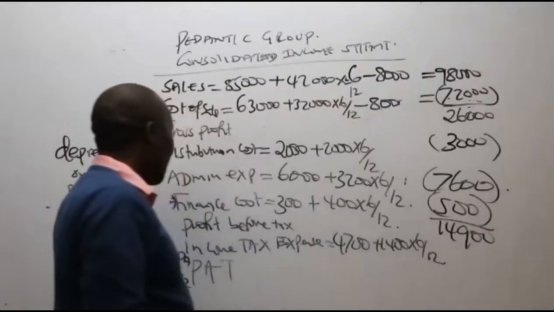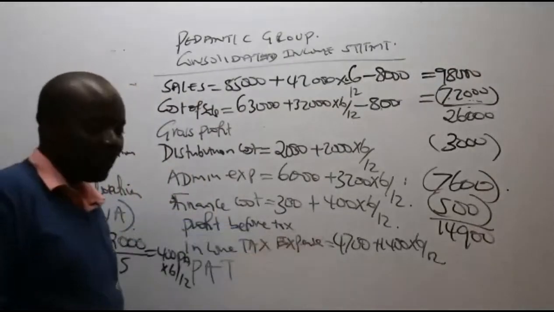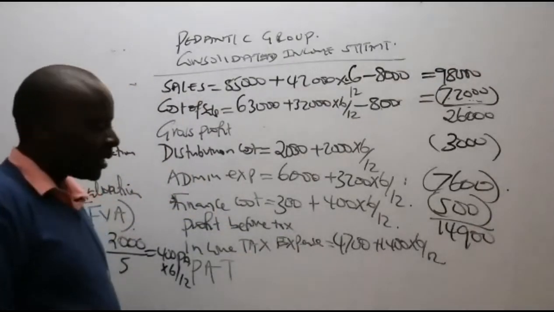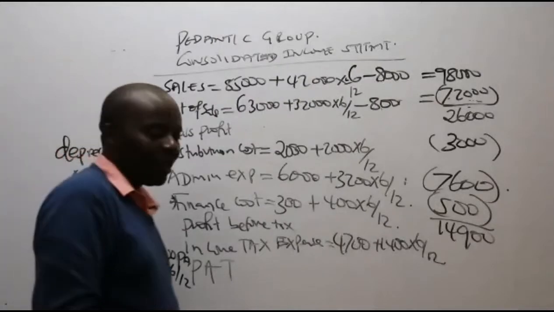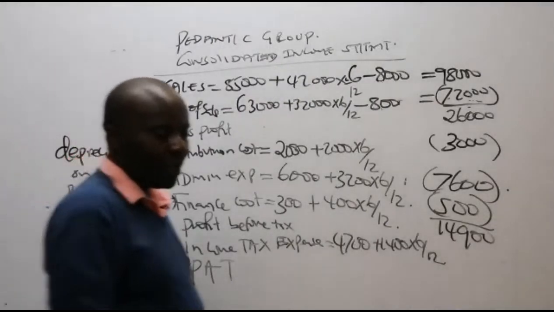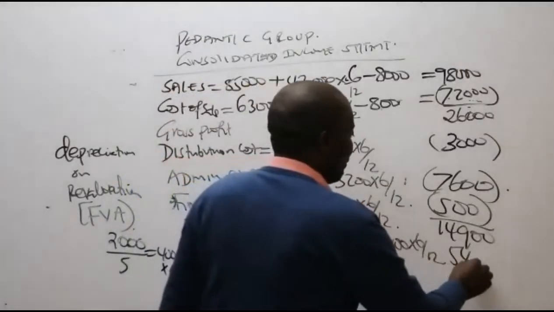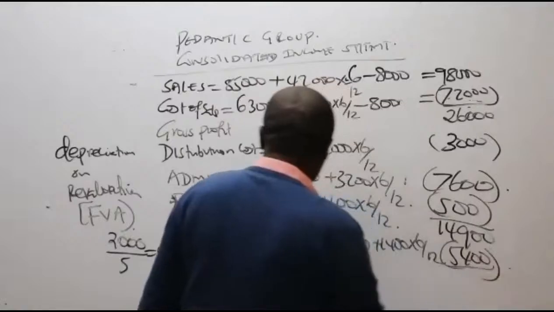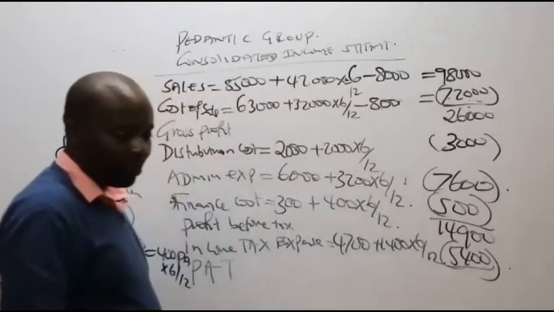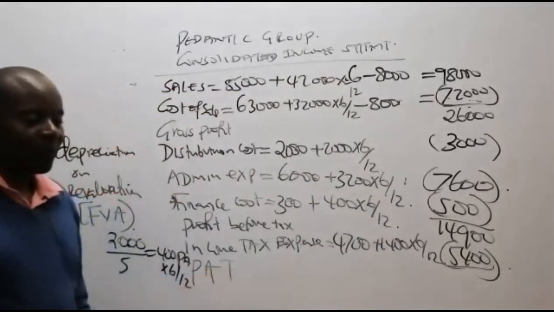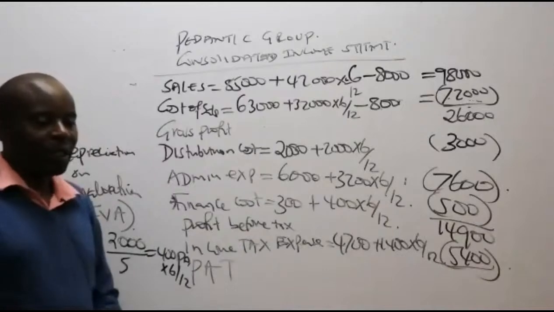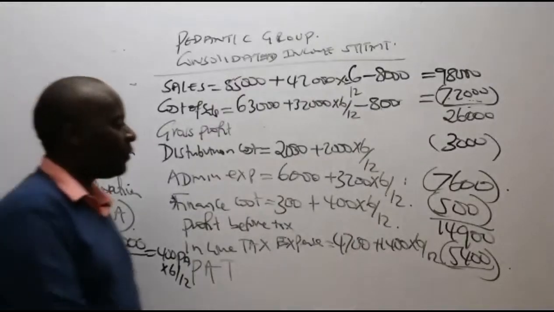Now give me the income tax expense here. Income tax expense is 5,400. So please subtract this for you to be able to give us the profit after taxation, which they say comes to 9,500.